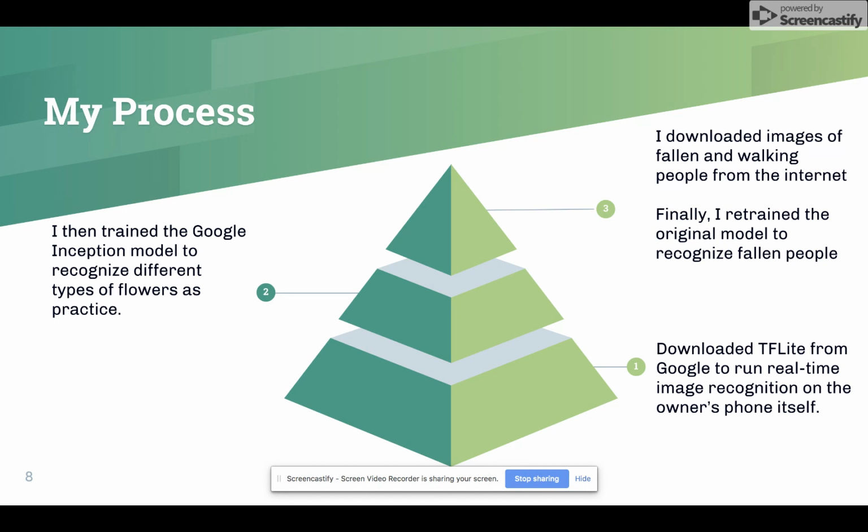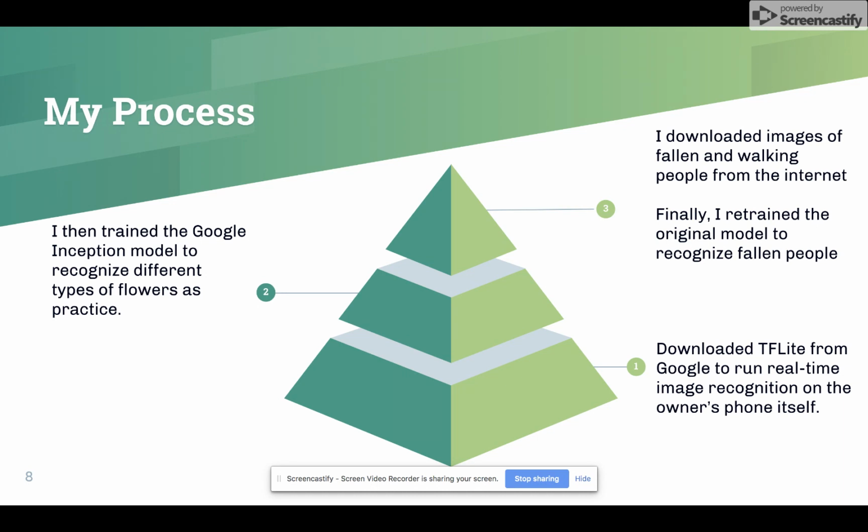So this is how I actually got the TensorFlow model to label the images. I first downloaded TF Lite from Google, which is a version of TensorFlow that runs on a mobile device, and then I retrained the pre-existing Google model, also known as the Inception model, to recognize not only ordinary objects like a bowl, a glass, a cup, but things around us like flowers.